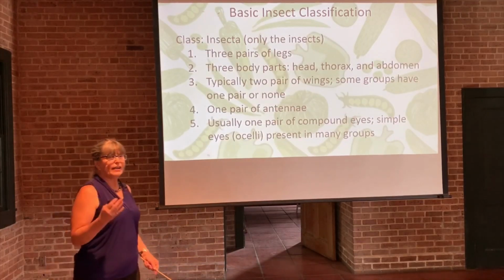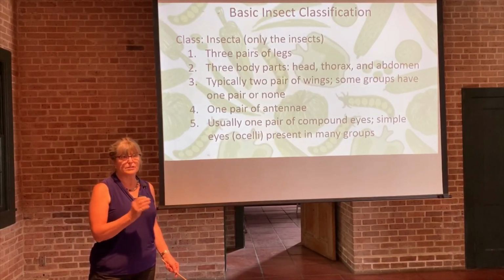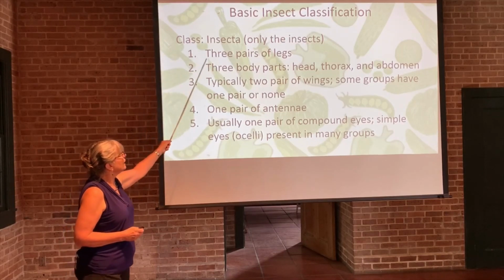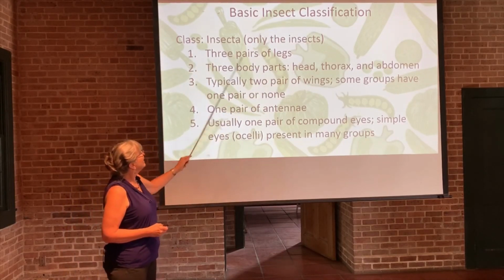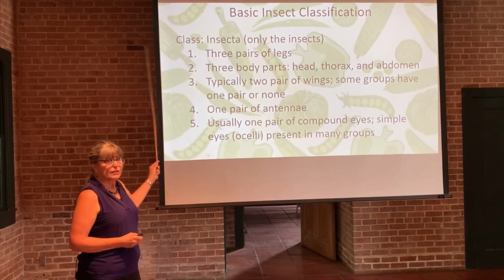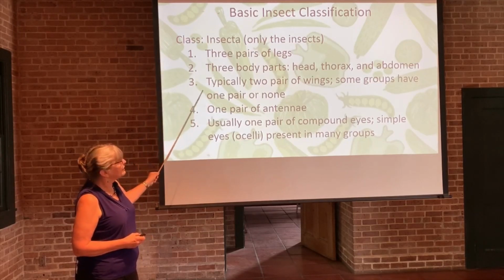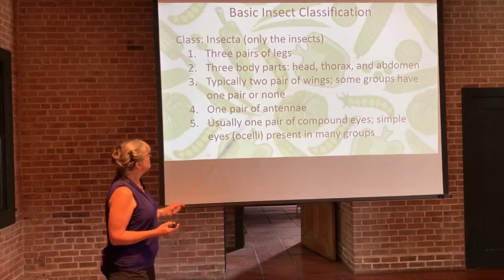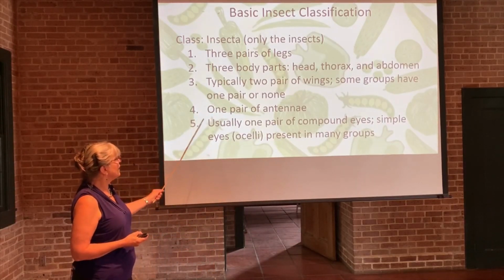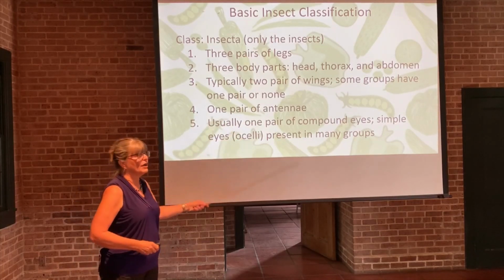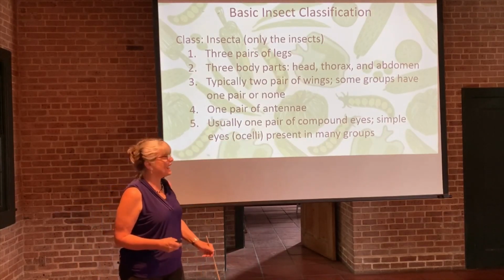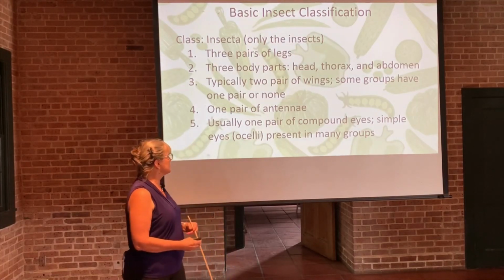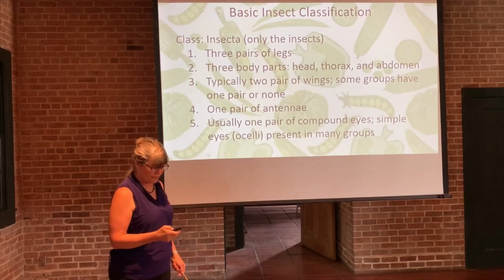Now, even the phylum Arthropoda is broken down into categories of things that have more similarities, and these are called classes. And insects are in the class Insecta. They have 3 pairs of legs, 3 body parts, typically 2 pairs of wings, but some only have 1 pair, and some have none. But most typically there are 2 pairs. And they have 1 pair of antennae, and they usually have a pair of compound eyes and some simple eyes. Compound eyes are the ones that have all the little facets in them, and simple eyes are just what it says, something very simple.